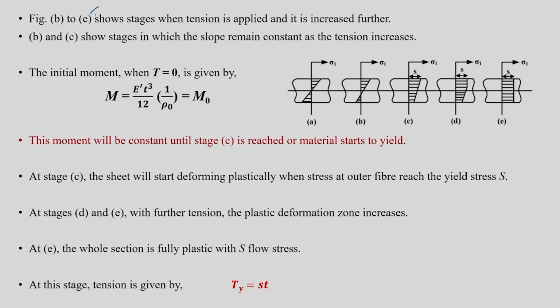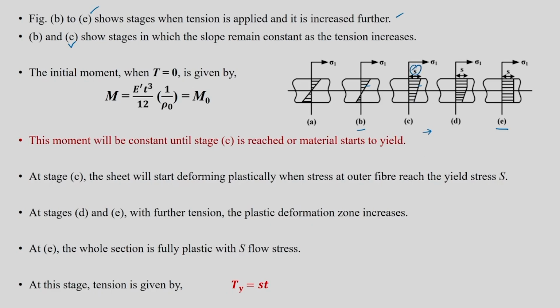Figure B to E shows the stages when tension is applied and then increased further. So, we apply tension and then slowly increase it; that is what is shown in figures B to E. Now, let us go to the specific stages B and C. B and C are stages in which the slope remains constant and tension increases, correct.